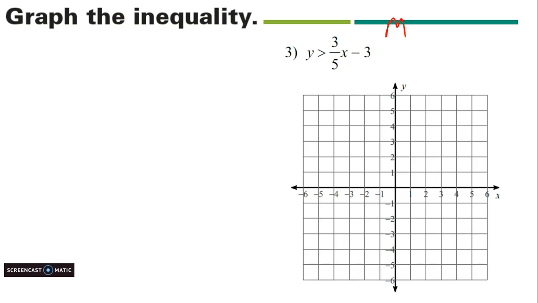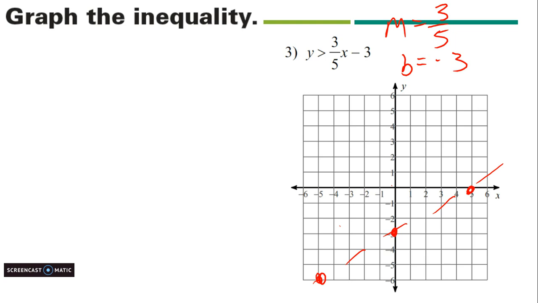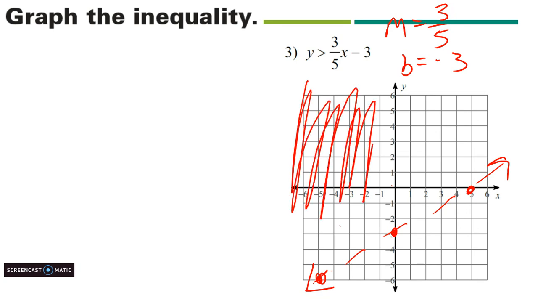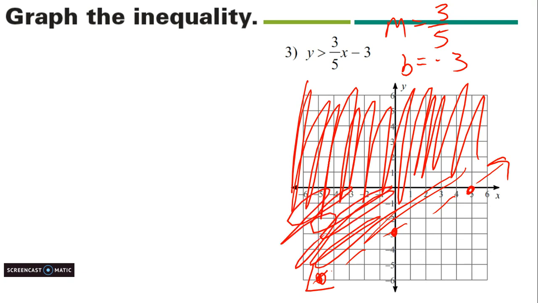You've got a slope of 3 over 5, y-intercept of negative 3. So we're going to start at negative 3. We're going to go up 3 and over 5. I believe we can go down 3 and over 5 as well. Dotted line this time because it's greater than. It doesn't have the equal to sign. So there's your dotted line, and it's greater than, so we're going to shade above. And we're done.